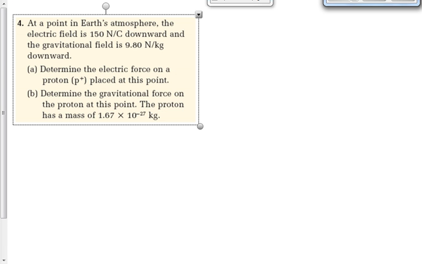It says that at a point in Earth's atmosphere, the electric field is 150 newtons per coulomb, downward. The gravitational field is 9.80 newtons per kilogram, downward. What's the electric force on a proton at this point, and what's the gravitational force on a proton at this point?